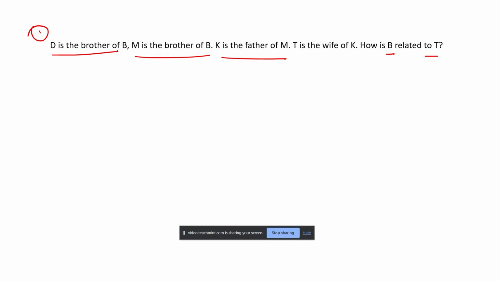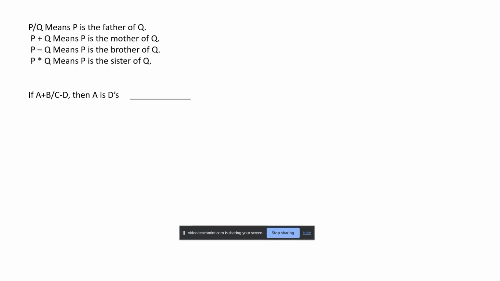Once we are done with these kinds of models, we are going to solve similar problems using equations. That means instead of saying P is mother of Q, he is going to give you P plus Q. So he is going to use the same statement method, but instead of giving statements, he is going to use symbols. That's the second model.